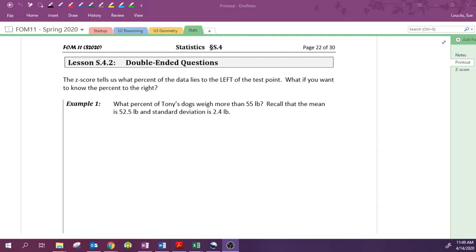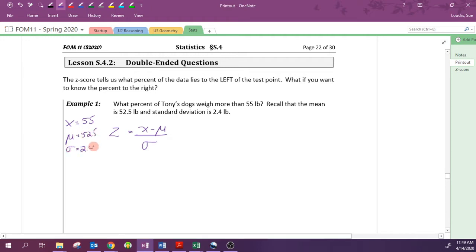Anytime there's a percent question in this, you're going to be using the Z-score. So I'm going to write down my equation: Z equals x minus mu divided by sigma. And x is my test point, which is 55 pounds. My mu, my mean, is 52.5 and my standard deviation is 2.4. So I'm going to plug all those into my equation. I get 55 minus 52.5 divided by 2.4, and that equals 1.04.